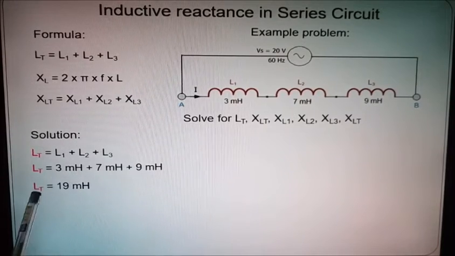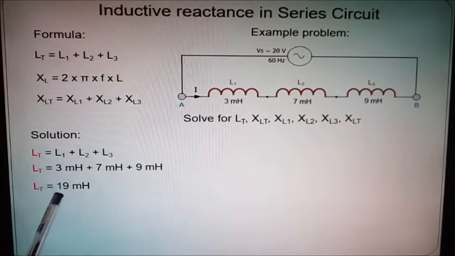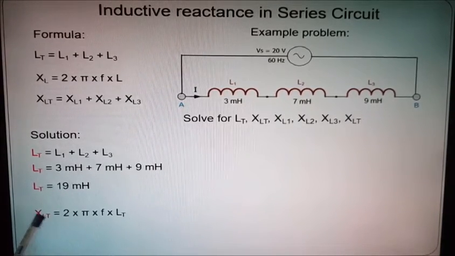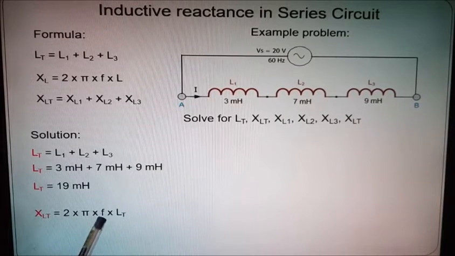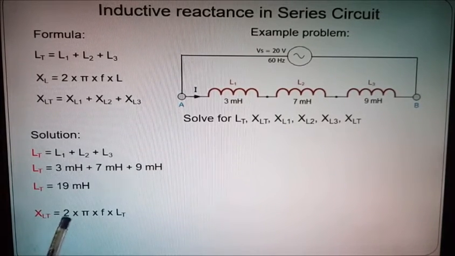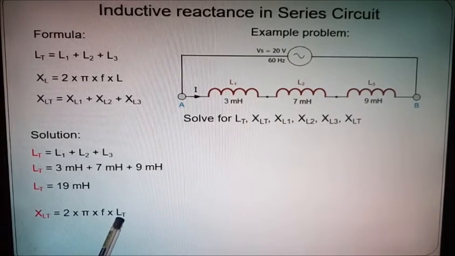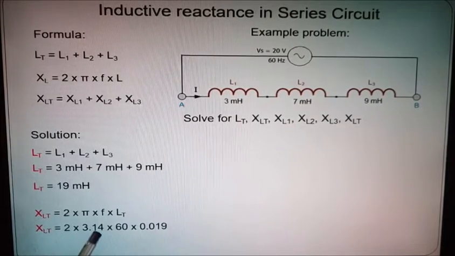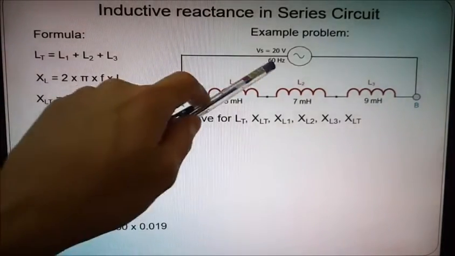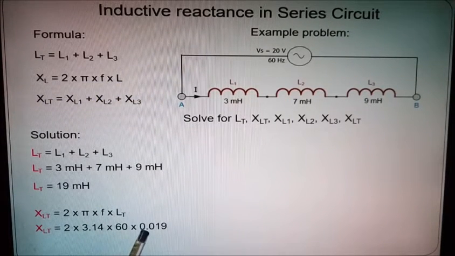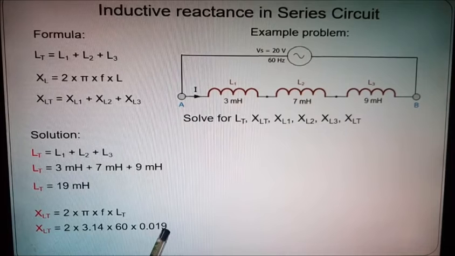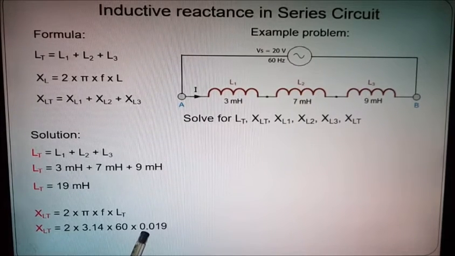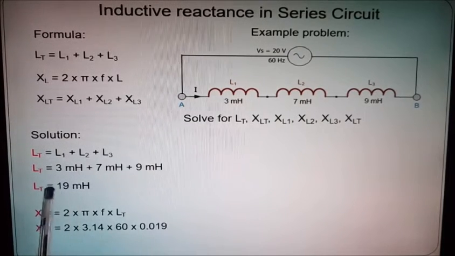The value of LT is 19 millihenry. So XLT is equal to 2 times pi times F times LT. Substitute the values of pi, F, and LT. We have XLT is equal to 2 times 3.14 times 60, where 60 is the frequency, times 0.019. Why do I write 0.019? This is the value of LT.